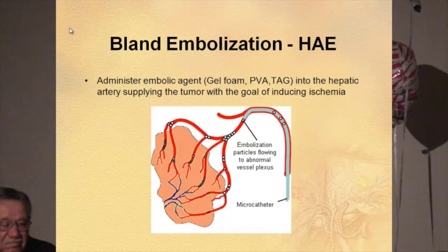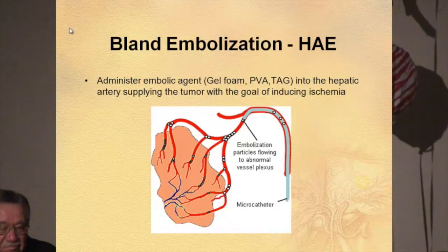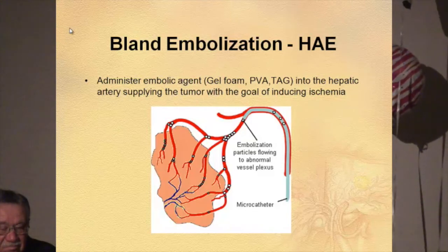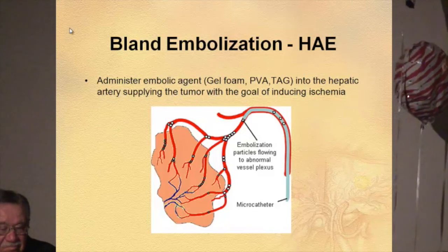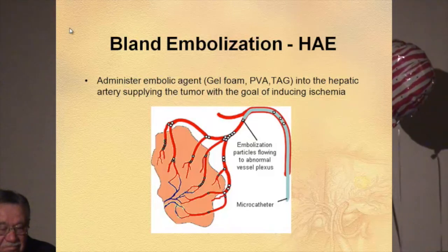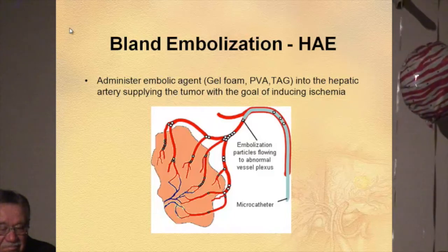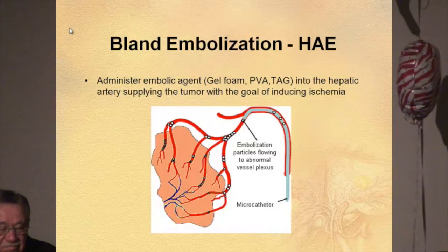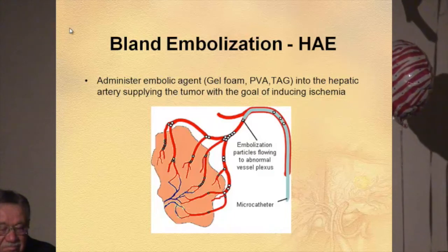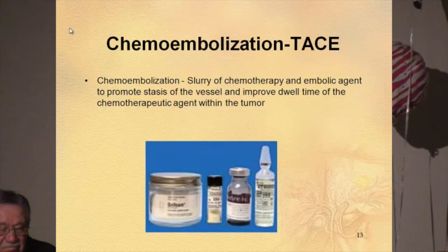Bland embolization. This is where we put the catheter in the liver and the tumor, and we inject particles. These particles travel downstream. The arterial tree is similar to a regular tree in nature, and things get smaller as they go out into the periphery. When we deliver these beads, they travel downstream until they become lodged at the smallest point in that arterial tree, which is typically at the periphery of the tumor.